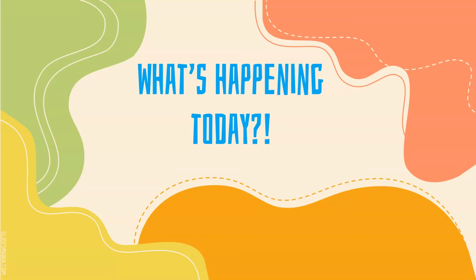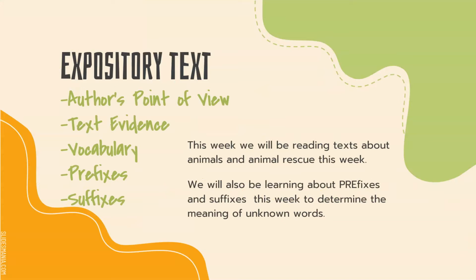Last week, we read an expository text about voting. We determined author's point of view. We definitely used text evidence, and you all did a phenomenal job at that. We, of course, had our vocabulary of the week. Last week, we also learned about prefixes, which we will continue to learn about this week, but we will also focus on suffixes.